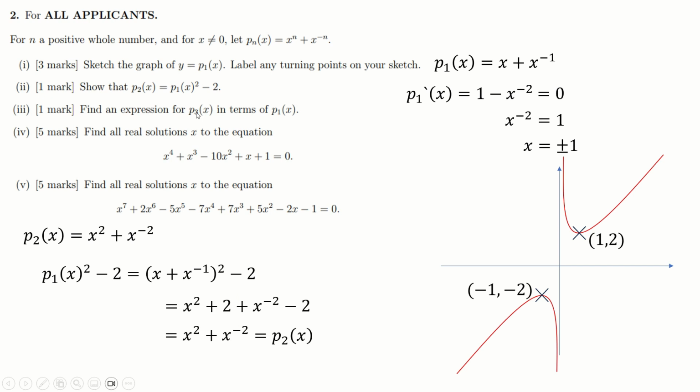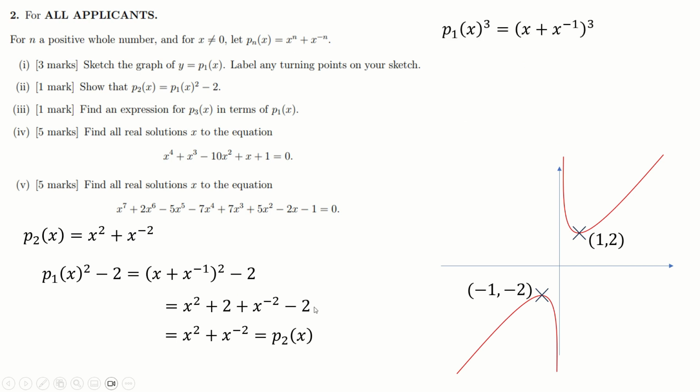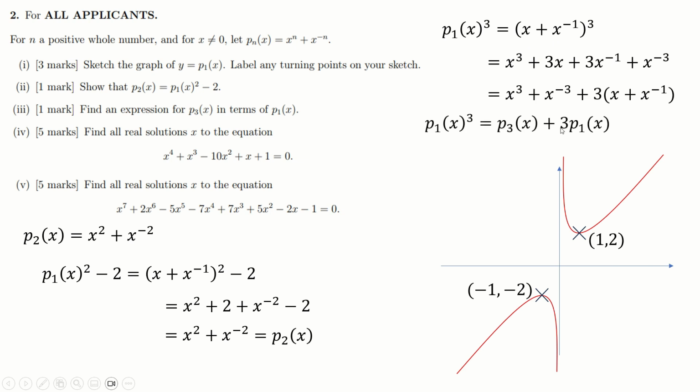Find the expression for P3 of x. So what I did was I just took P1 of x and cubed it, of course, because that's how I'm going to get x cubed and x to the minus 3. If you do that, you get this, because like the middle terms, the coefficients are obviously 1, 3, 3, 1. And then 2 of those and 1 of those makes an x in total, and 1 of those and 2 of those makes x minus 1. This is, of course, just 3 lots of P1 of x. So we end up with this here, and then rearrange it for P3 of x, and you get P1 of x cubed minus 3 P1 of x.